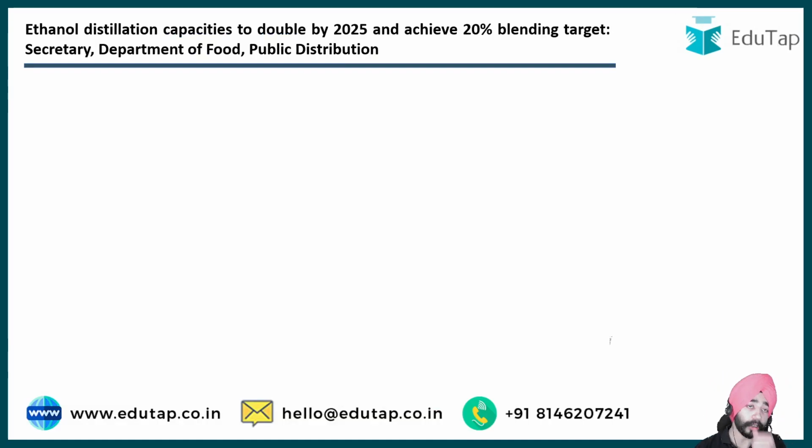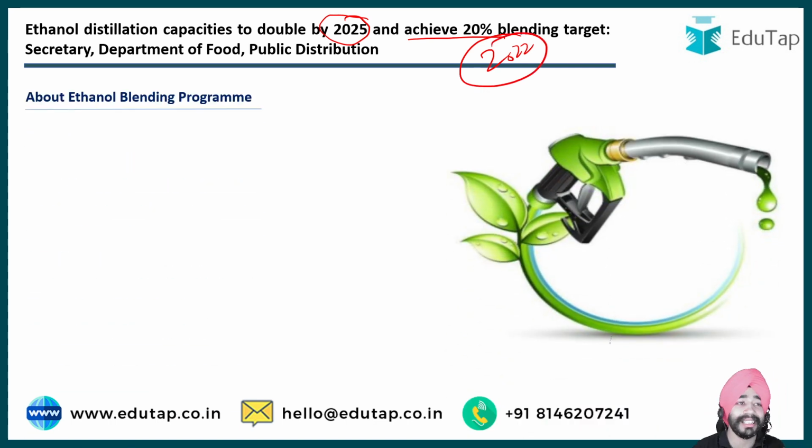Then guys, talking about the third very important program, that is the ethanol blending program. For the ethanol blending program, the Secretary of the Department of Food and Public Distribution has informed that ethanol distillation capacity would be doubled by 2025, and the target to achieve 20% blending, that is by the year 2022, will also be achieved. Now very important is, what is this ethanol blending program all about? This is not a new program. It was launched in the year 2003.